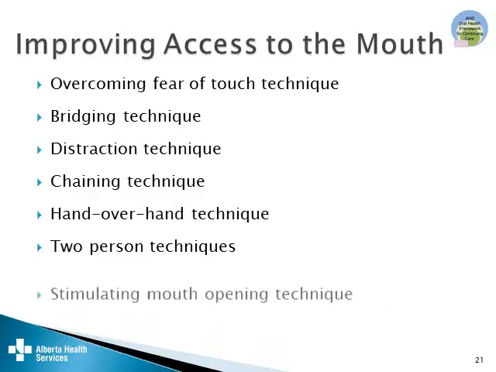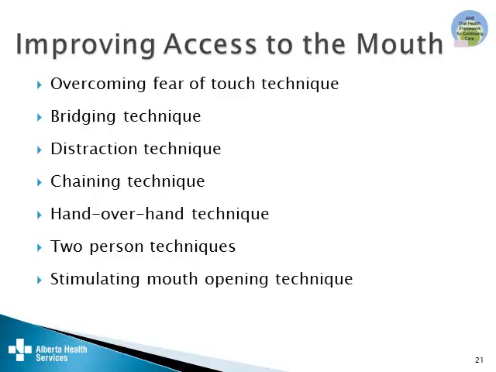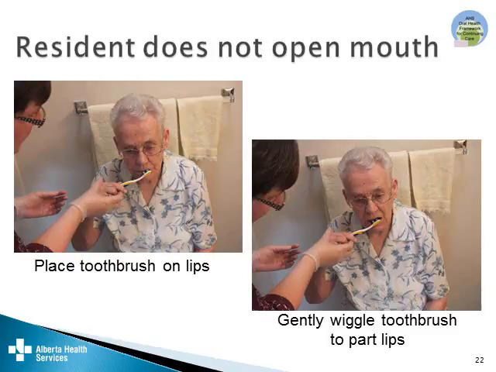Oftentimes, in level 4 or late stages of disablement, a client may not open their mouth when asked or may bite down on the toothbrush. It is important to remember that this is not on purpose. It is a reaction of the brain. So if you have a resident who is not opening their mouth, first moisten their lips with a water-based lip moisturizer. Do not ask the resident to open their mouth repetitively or yell at them.